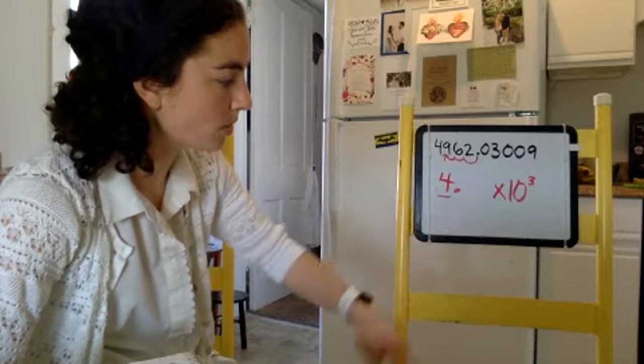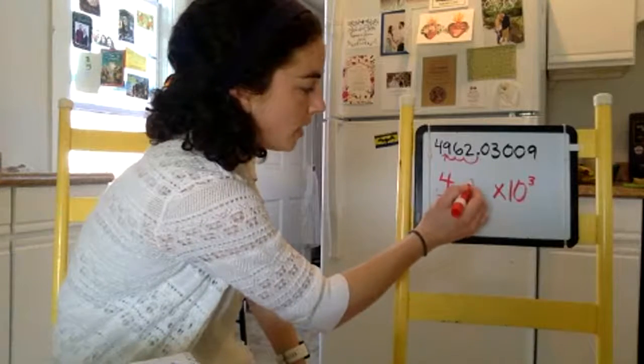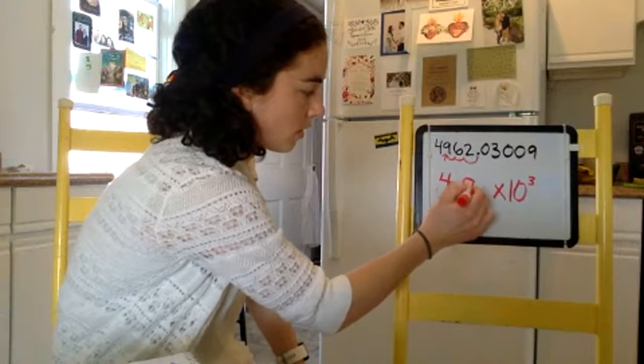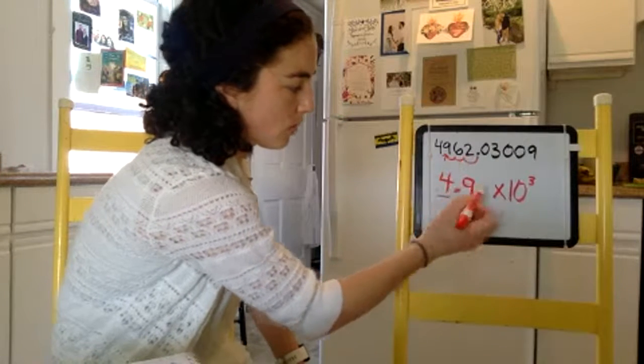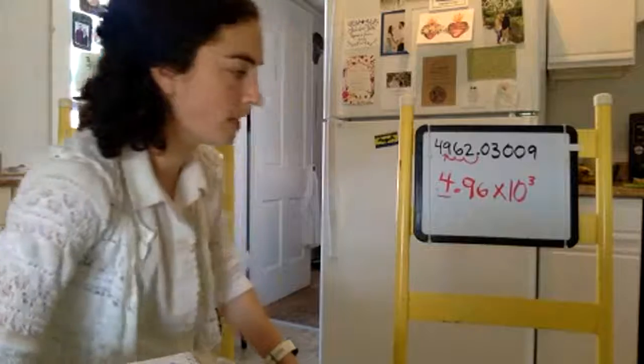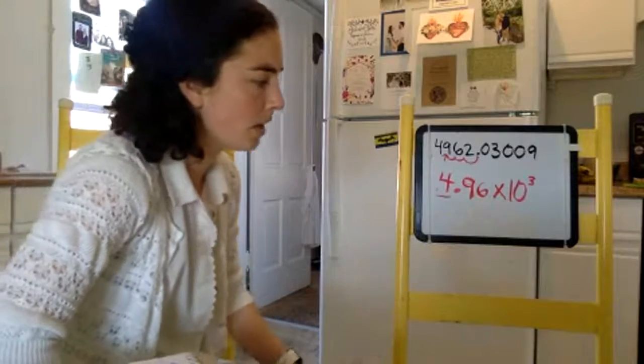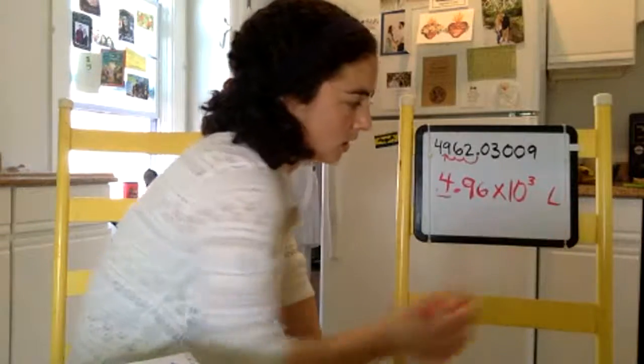Yeah, we want 2 more numbers, and that'll give us 3. So we're going to do our 9. And then we either do a 6 or we round up, but we're looking at this 2, so we don't round up, we round back down. So it's 4.96 times 10 to the third, and it was liters, I think, so our answer is in liters.